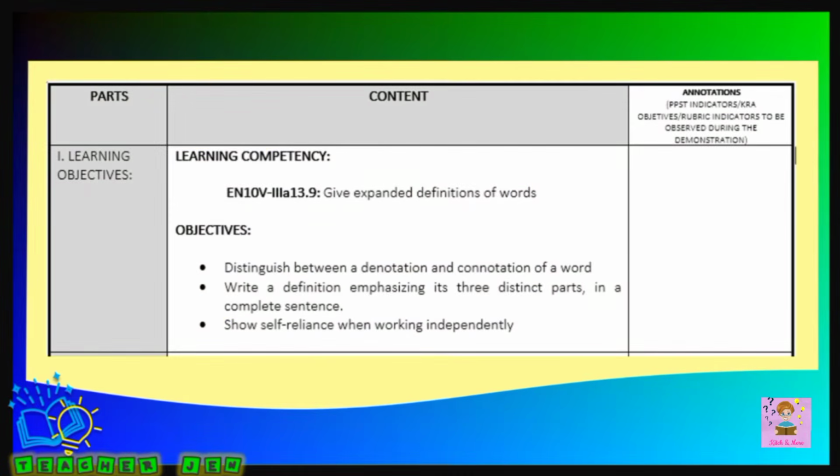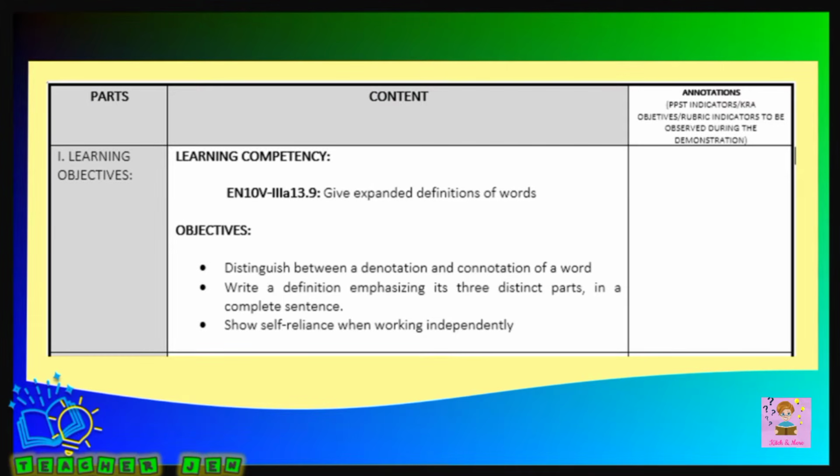Now let us proceed sa ating learning objectives part. But before that, you might observe that this LP has 3 columns. In the first column, we have the parts, namely the learning objectives, subject matter, procedure, and evaluation. While sa gitna naman po or second column ay nakalagay ang mga nilalaman ng bawat parts ng LP. Tapos sa last column, dyan ko nilalagay yung annotations ko as to kung anong indicator ng COT ang ginamit ko sa part na yan ng LP ko.